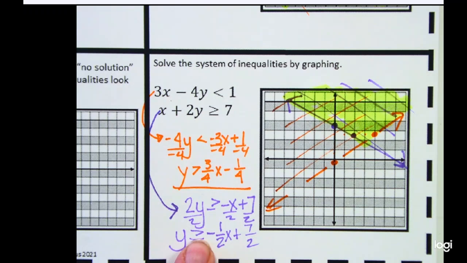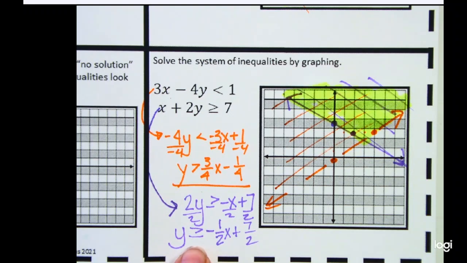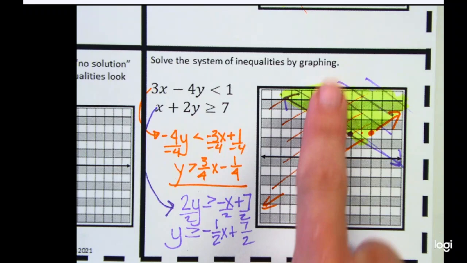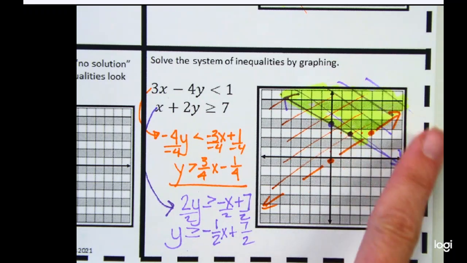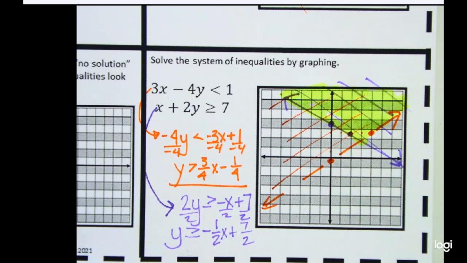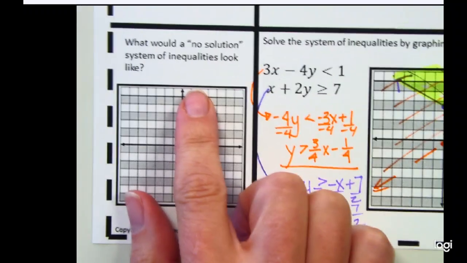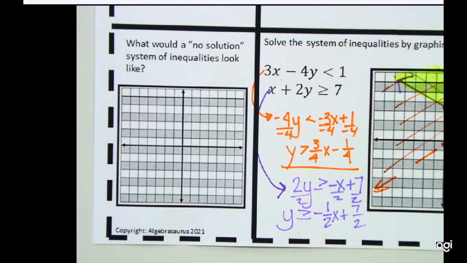Right here? The greater than one? So from my y-intercept, greater than would be up the y-axis, yes? Are we okay? I could have made a mistake, that's why I'm double checking. We all right? Okay.